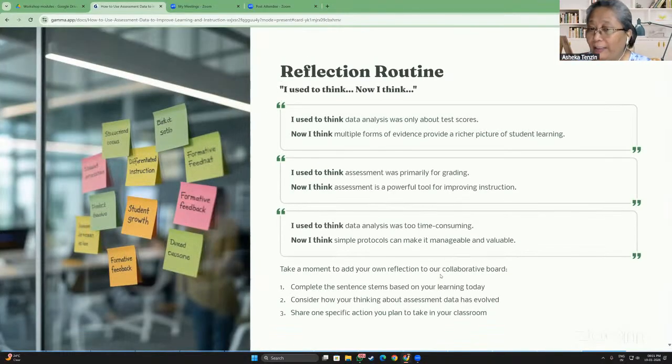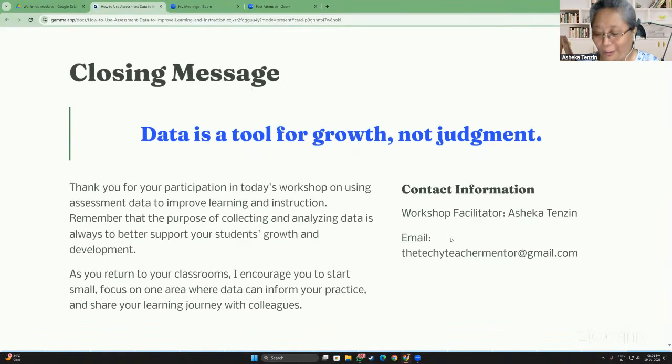So now let's go to our reflection for today's session. I want you to write, "I used to think, now I think." Please don't copy from here. Write it in the chat. In your chat, write your reflection. I used to think, now I think. That is your reflection for today.